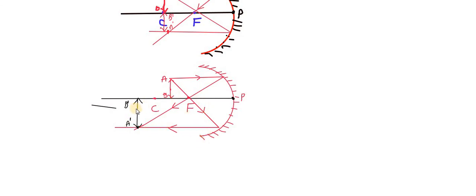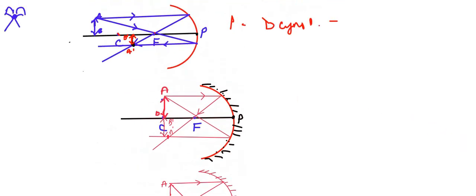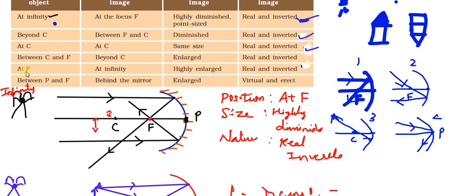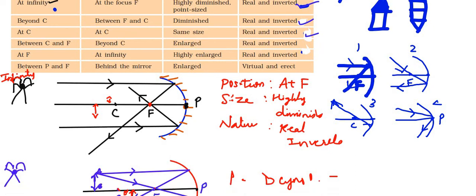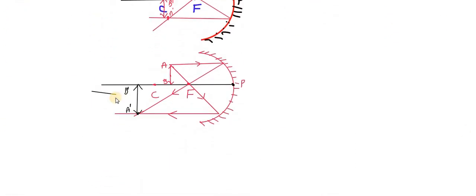So where is the image formed? Beyond C. And is it enlarged? Yes. Compared to AB, A dash B dash is bigger, so the size of the image is also enlarged. So with the object between C and F, the image is beyond C, enlarged, real and inverted. The image is real and inverted. Why is it inverted? I told you that when you keep it behind this, it is inverted.